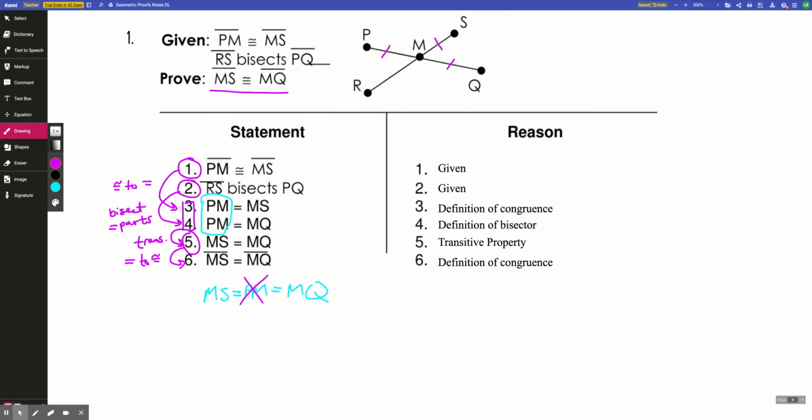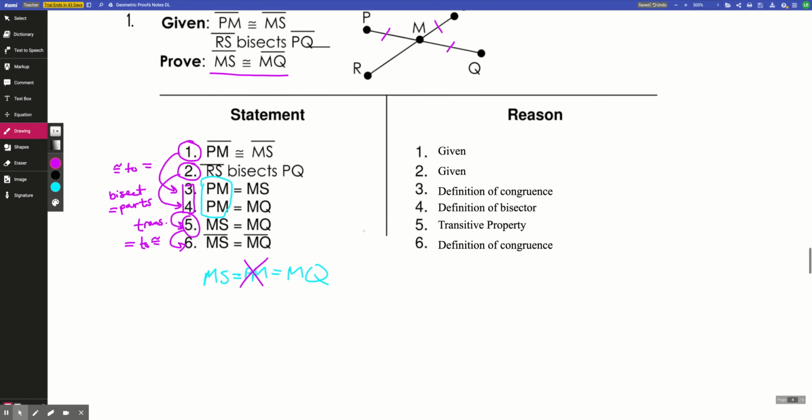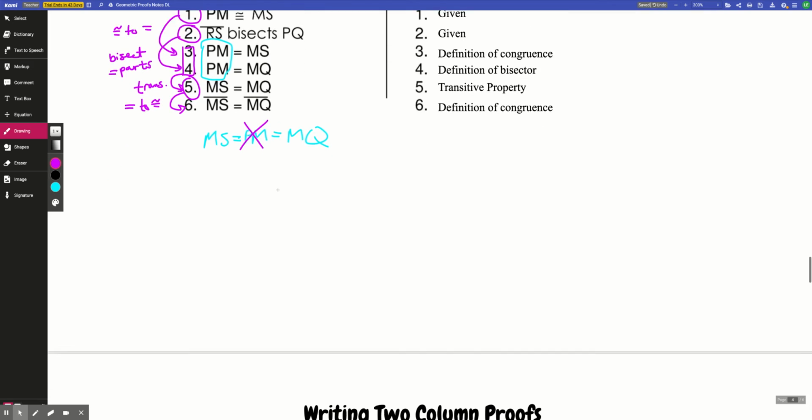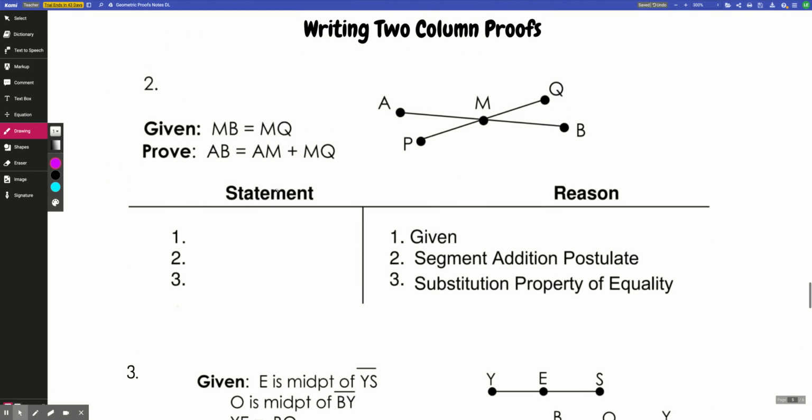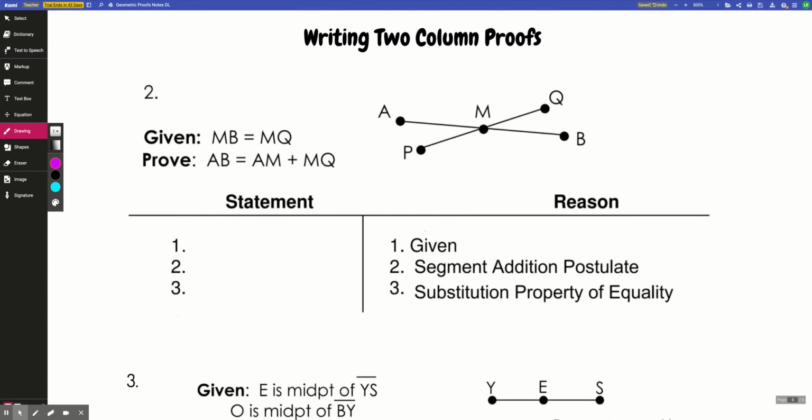A pretty simple proof, but I'm hoping you can see how everything connects, and how the reasons connect to the statements. All right, so let's look at one more where we have the reasons filled in and they want the statements. So let's give this a try.